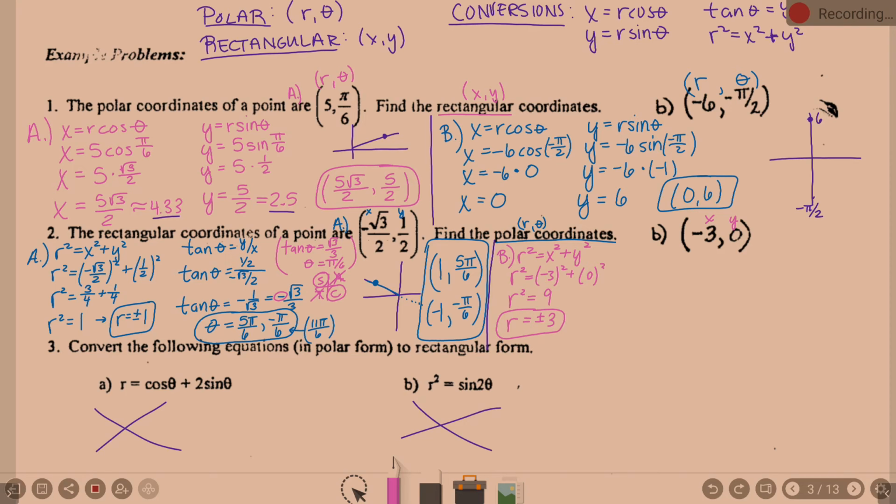We also need to think about tangent, yes? Tangent of theta is y over x. So tangent of theta is 0 over -3. So we want to know, when does tangent equal 0? I just realized, if I look at my notes, I'm doing this the difficult way. No, we've already started. So basically, continue. Okay.